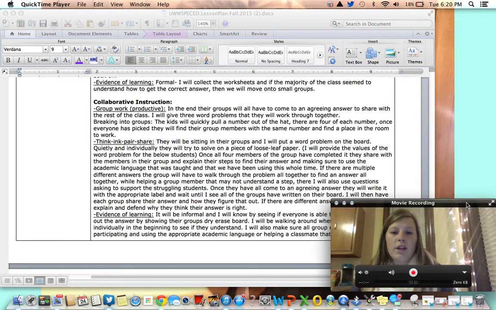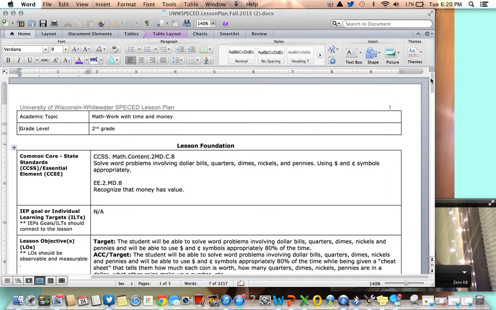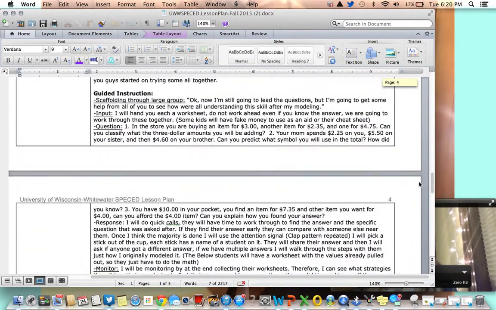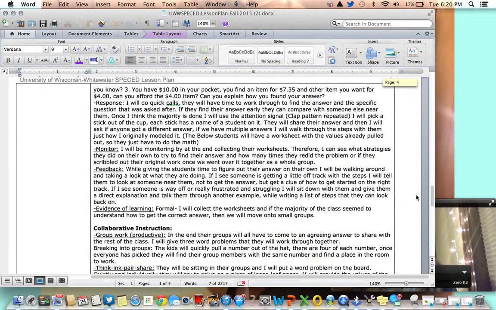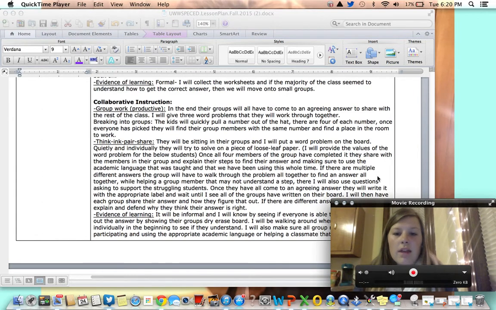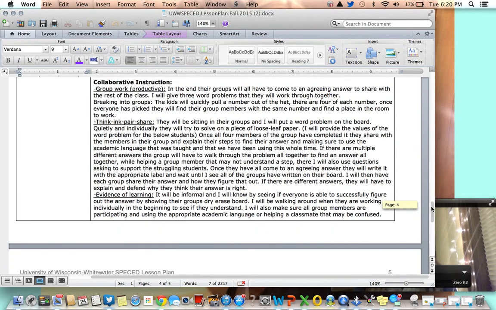Once they've all come to an agreeing answer, they'll write it with the appropriate label on their dry erase board. And then once I see all the groups have written on their board, I will have each group share their answer and how they figured it out. And if there are different answers, they will have to explain and defend why they believe their answer is right.